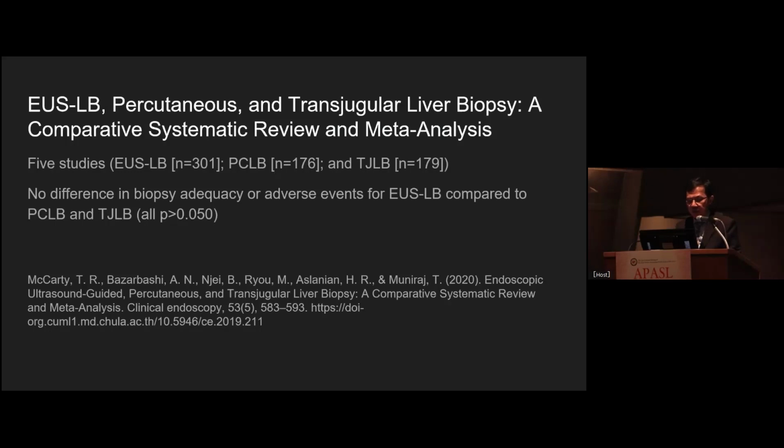If we look at the meta-analysis published in 2020, it included 5 studies, 301 patients from EUS liver biopsy and 176 percutaneous liver biopsy and 179 transjugular liver biopsy. The conclusion is that there was no difference in biopsy adequacy or adverse events for EUS liver biopsy compared with percutaneous liver biopsy and transjugular liver biopsy. So this meta-analysis in 2020 seems to show they are the same.